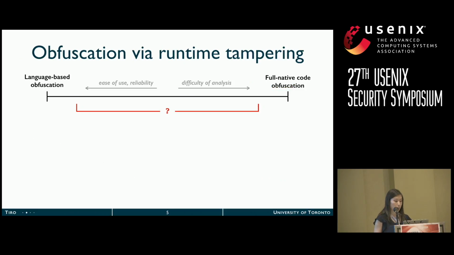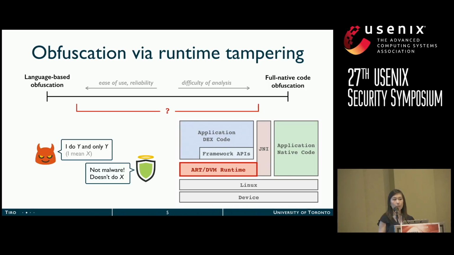In this work, we were interested in whether other types of obfuscation were possible for Android applications, and specifically whether there was a middle ground between language-based obfuscation, which is fairly easy to use but also easy to deobfuscate, versus full native code obfuscation, which is effective but makes it difficult to access that sensitive Android functionality. And in our investigation of recent Android malware, we found that this middle ground does exist. And applications do this by tampering or modifying the runtime that's actually executing its Java or DEX bytecode.